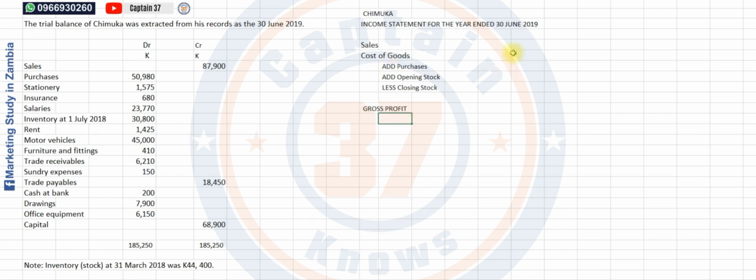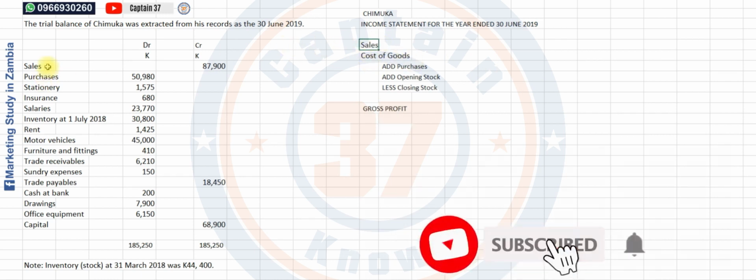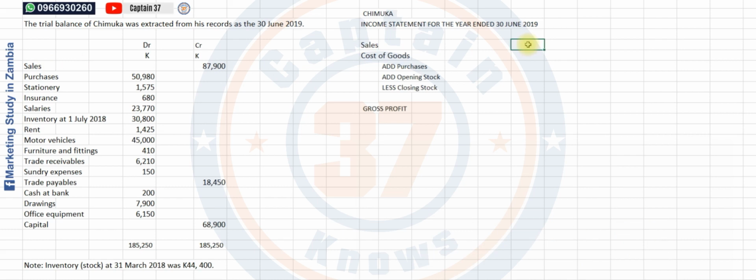Now let me enter the figures. For sales, we've been given these figures, which we're going to get not from the income statement, but from the trial balance. How much is the sales figure? The sales figure is this one over here. Cost of goods, there's purchases. How much is purchases? There, that is purchases. And I'm going to add opening stock.